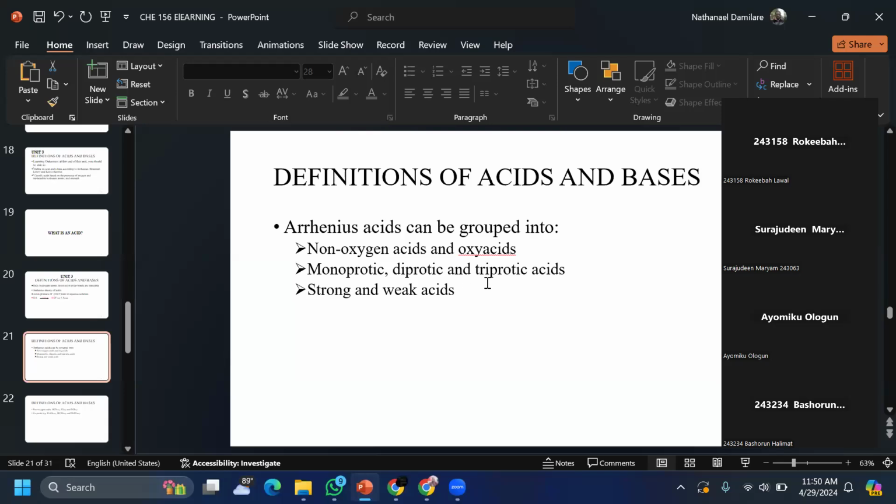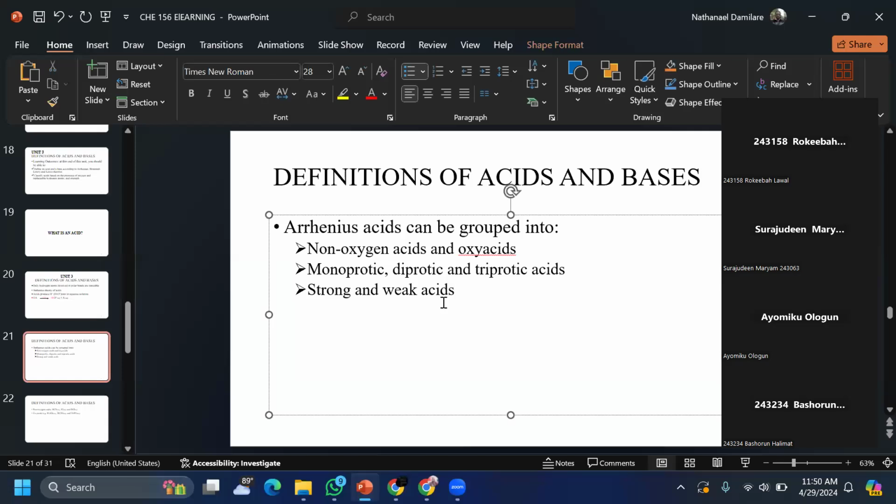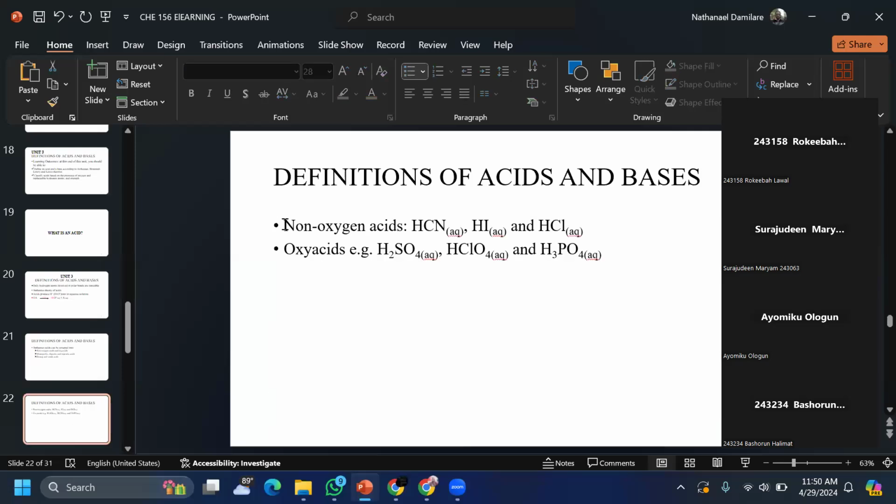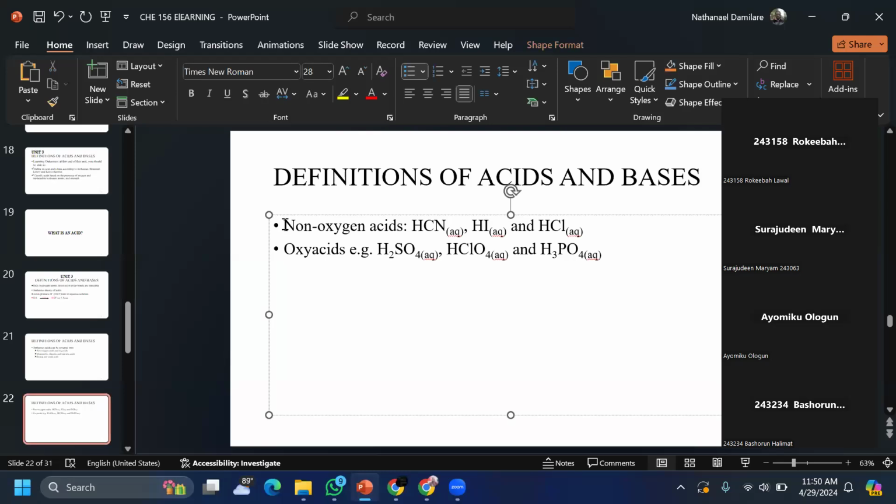Monoprotic acid, diprotic, triprotic, depending on the number of replaceable hydrogen ions we have in the acid. Then we can also divide them into strong acid, weak acid. The ones we call non-oxygen acids do not have an oxygen atom in them. An example is hydrochloric acid. Hydrochloric acid is HCl. There is no oxygen atom in HCl.